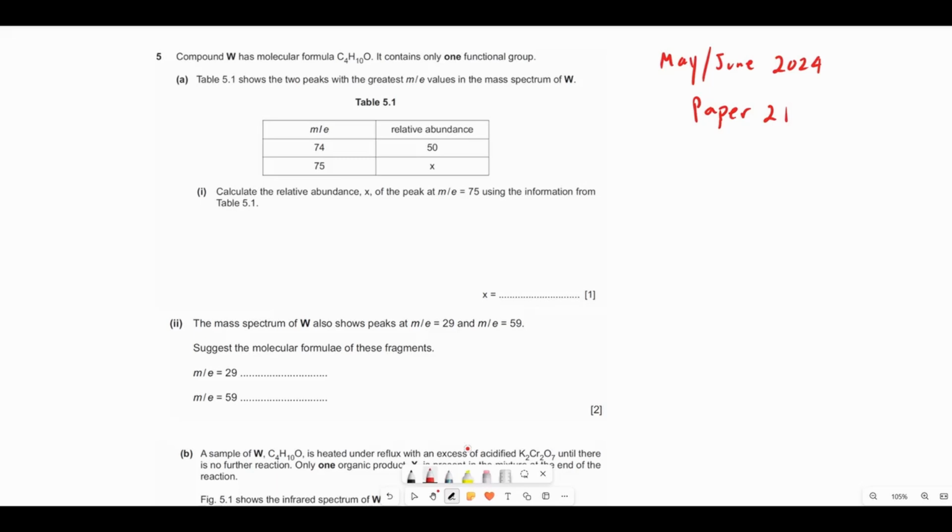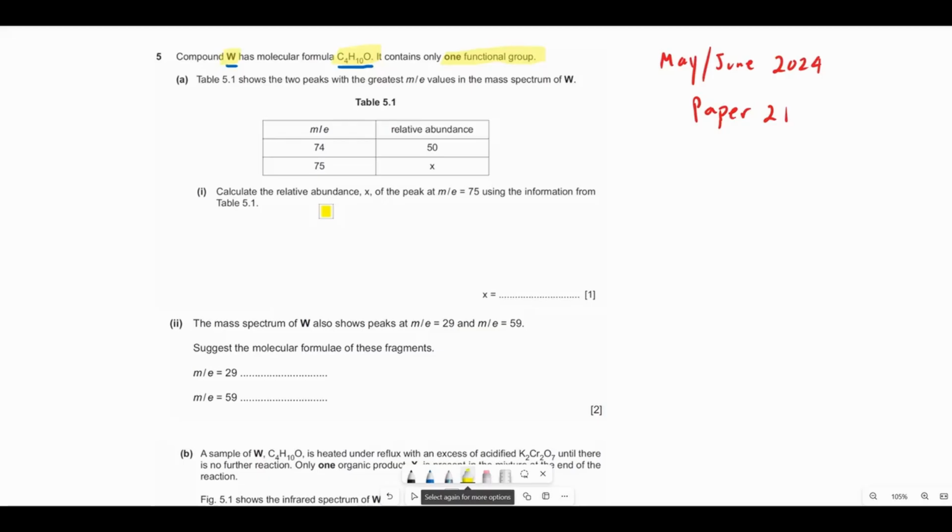Sometimes they'll give you pieces of information and you need to know how to work with the spectrums, or with the information given in the spectrums, in order to figure out certain things. So let's look at this one, for example. Compound W has a molecular formula C4H10O. Very important here, they tell us what it is, as far as its molecular formula. So this is very important information, something we might want to highlight or underline. And they even tell us it contains only one functional group.